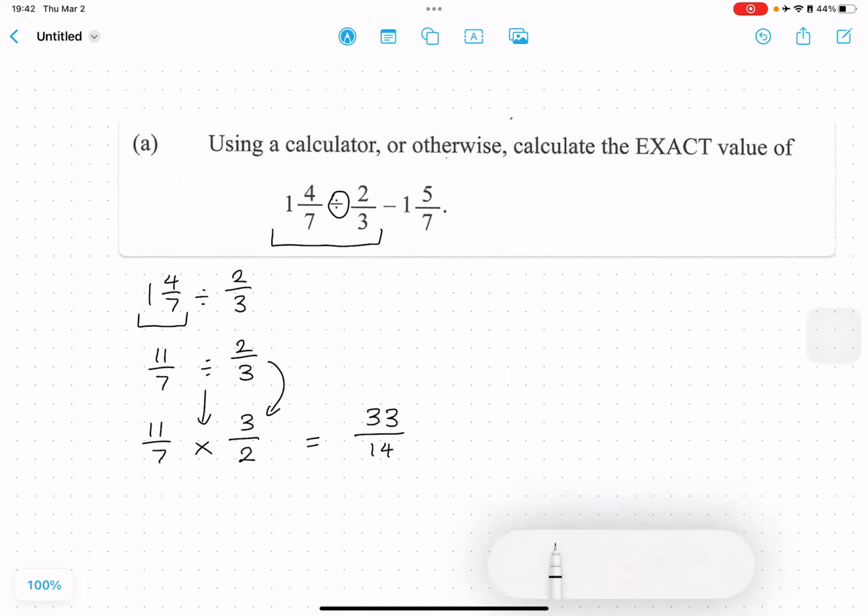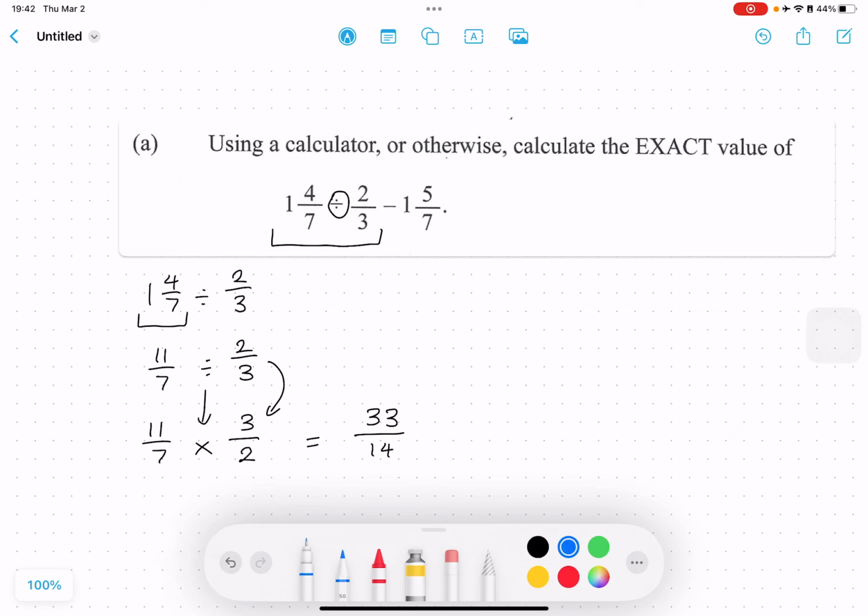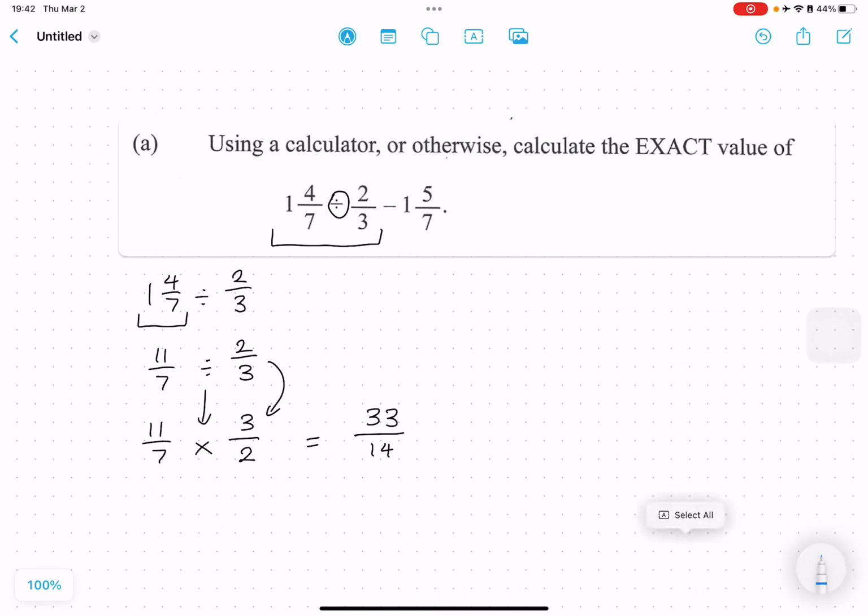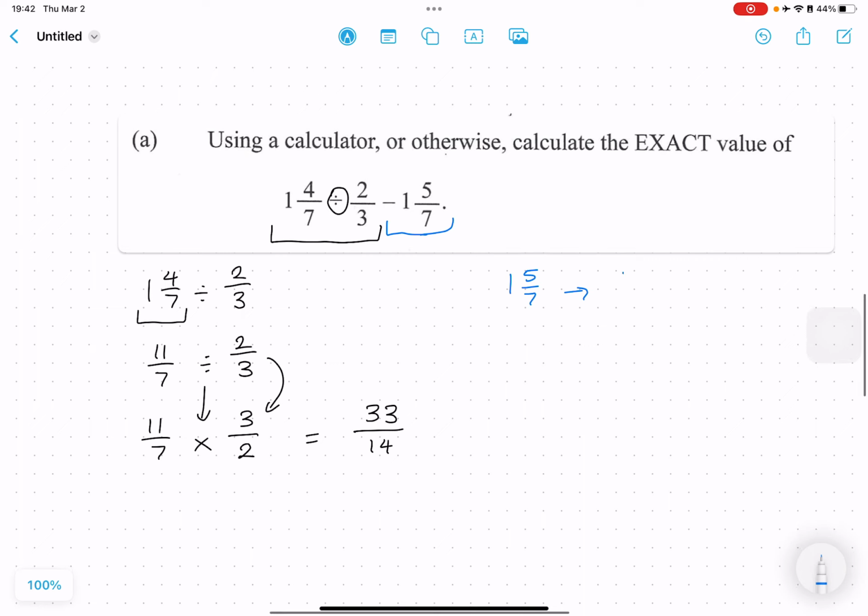And then we can take a look at the second half now, which is the minus 1 and 5 over 7. So again, 1 and 5 over 7 will become 1 by 7 plus 5 is 12 over 7. So now all there is to do is to take this result and minus it from the 12 over 7. So this is 33 over 14 minus 12 over 7.